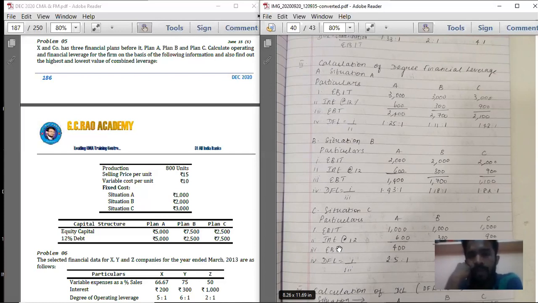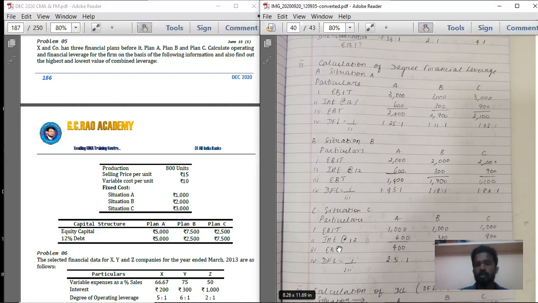Below that, capital A, hyphen, situation A, underline it. Below that, situation A, a 4 columnar table. First column particulars, second column A, third column B, and last column C. So what is the formula for DFL? We know that the formula for DFL is EBIT divided by EBT.